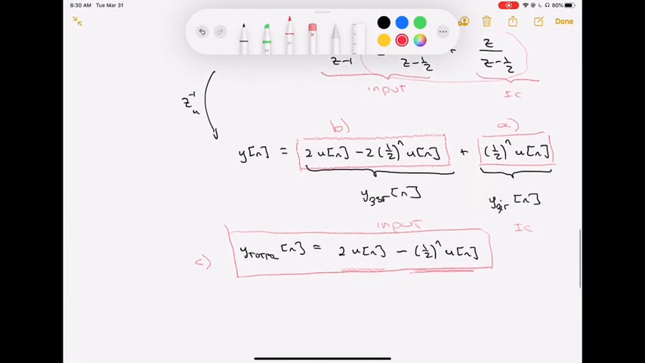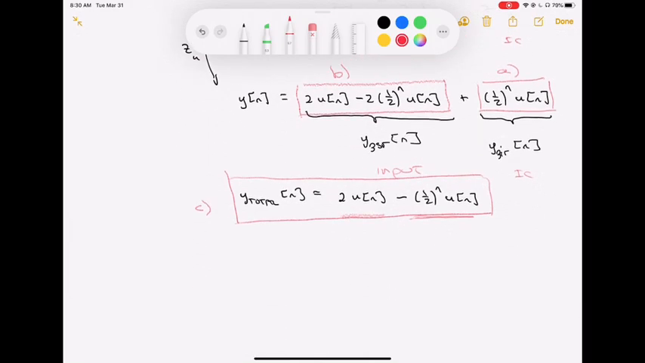Compare the workload here. Even though I spent a little bit of time getting through it, none of the steps was particularly difficult. Compare that workload to what we would have had to do had we made this solution in the time domain. Just to get the zero input response in this particular case, you would end up having to find those natural modes and solve for the coefficients of those natural modes. To get the zero state response, you would have had to find the unit impulse response.